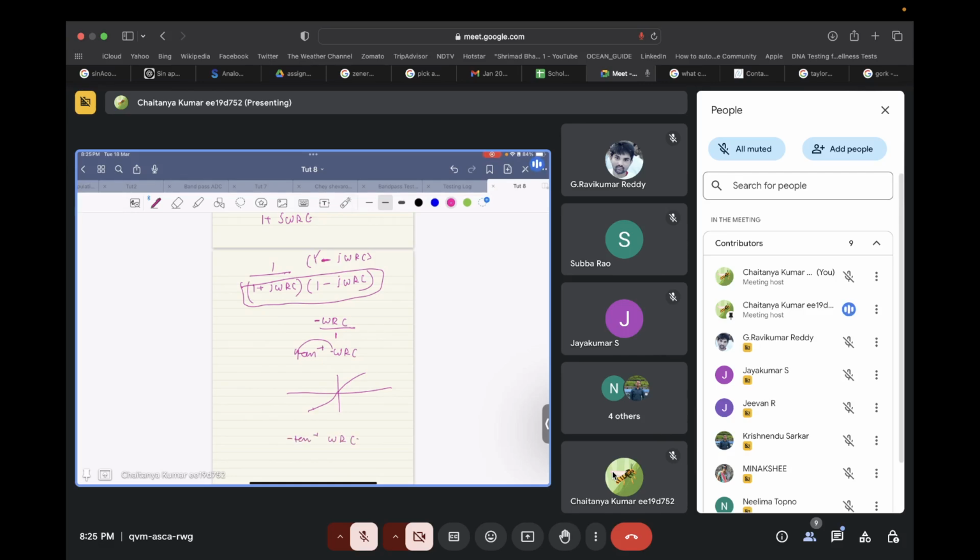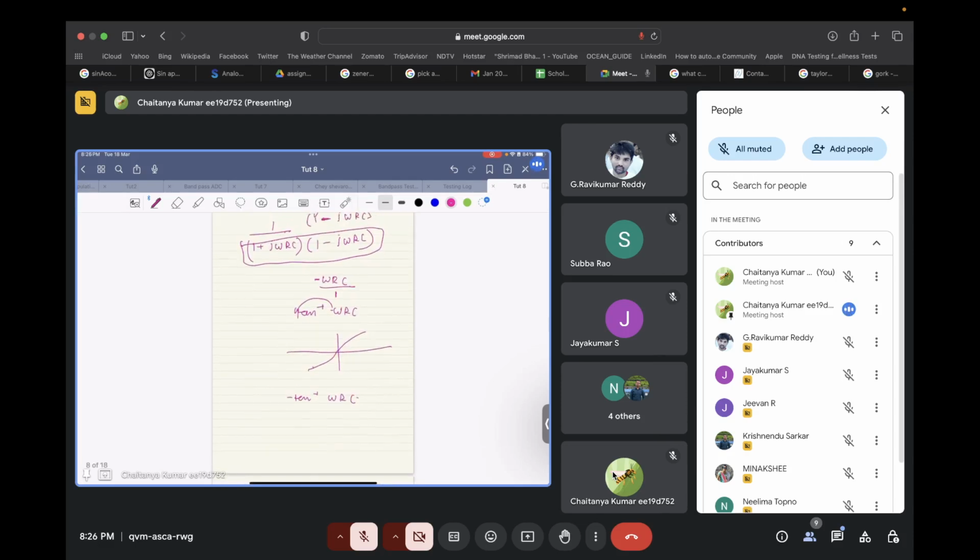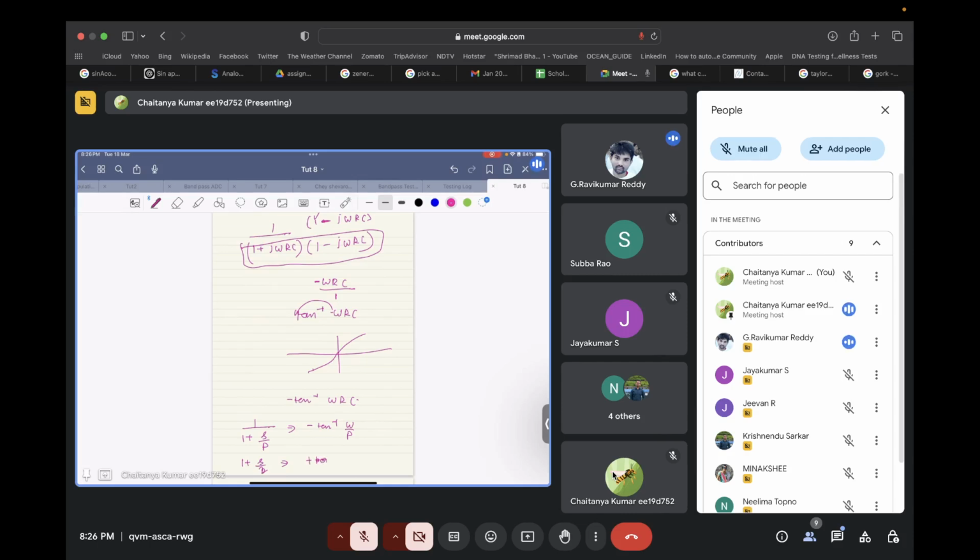To generalize, if you have a pole like 1 upon 1 plus s by p, its phase response contribution will be minus tan inverse omega by p. On the other hand, if you have a zero such as 1 plus s by z, its phase response contribution will be plus tan inverse omega by z. Yeah, is it clear?